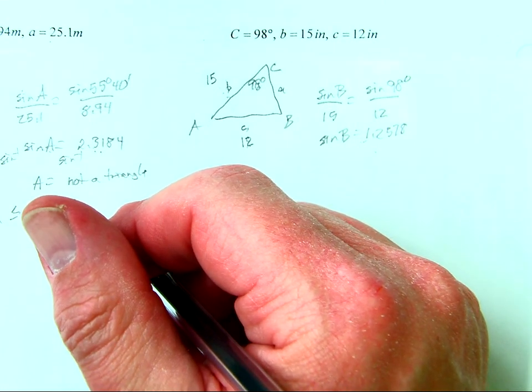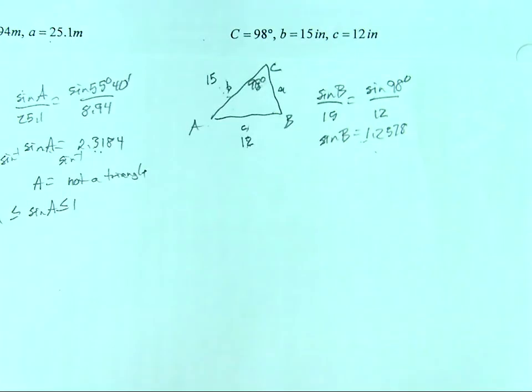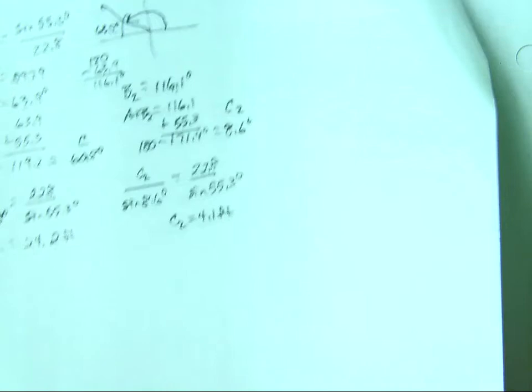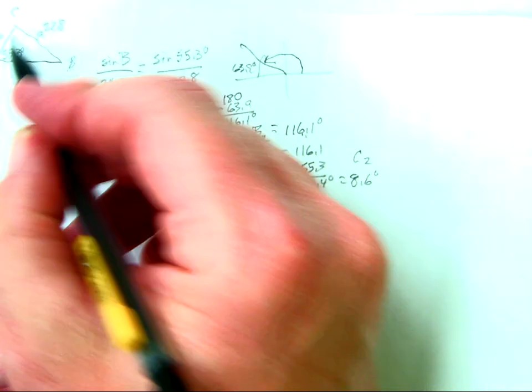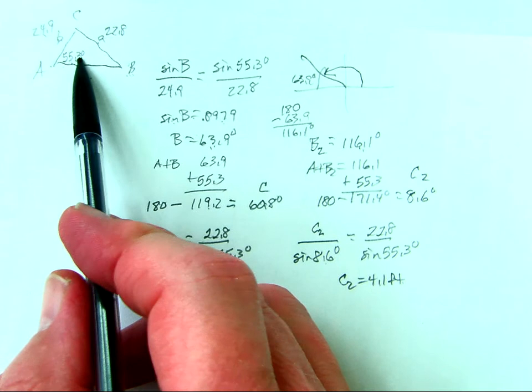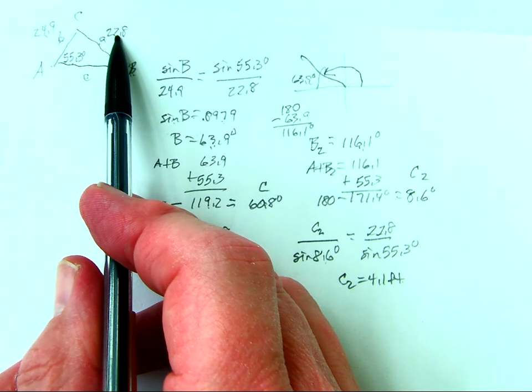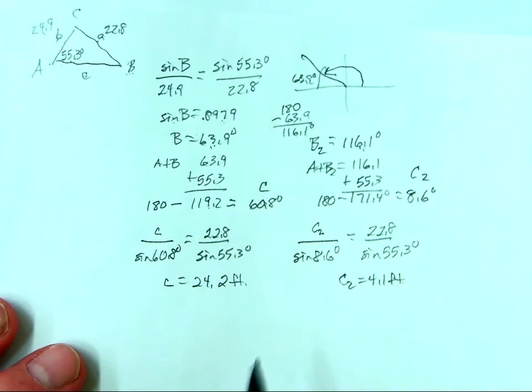Okay? Just going back to that first one we did, a reminder. We had side-side-angle. We were given an acute angle. Here it was 55.3. The opposite side, A, was 22.8. The other side was 24.9, so it's smaller. So this might have two solutions.